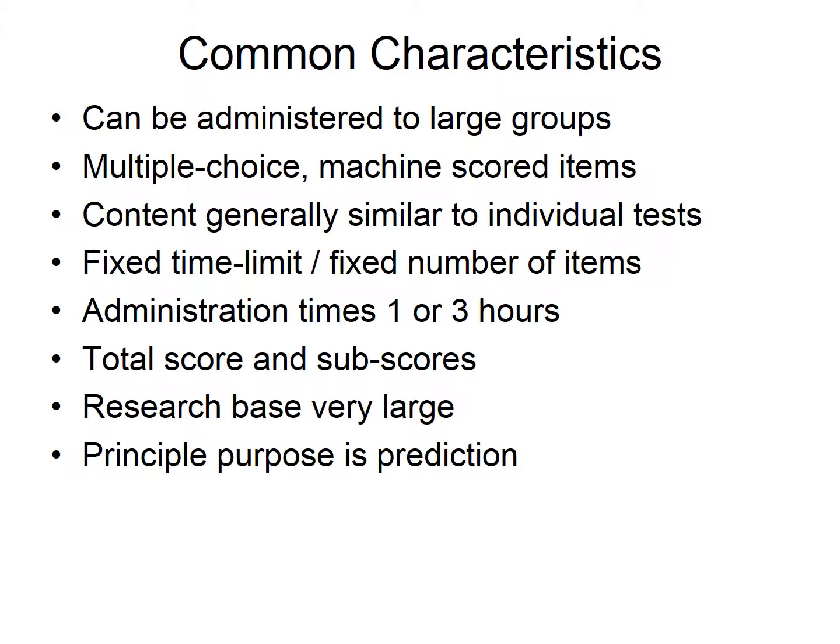The content is generally similar to individual tests, so they're often drawn from items or concepts that are being used in those individual tests, but then adapted for a mass testing situation. There often is a fixed time limit and a fixed number of items, and they're generally considered what is called a power test, that most of these, the fixed time limit has been adjusted to where most people should be able to answer most of the items in that period of time. The administration times vary, but generally are no less than 1 hour and often take up to 3 hours. There usually is a total score and some sub-scores, but generally these online or group-administered tests have fewer sub-scores than those individual tests, often only 2 or 3.